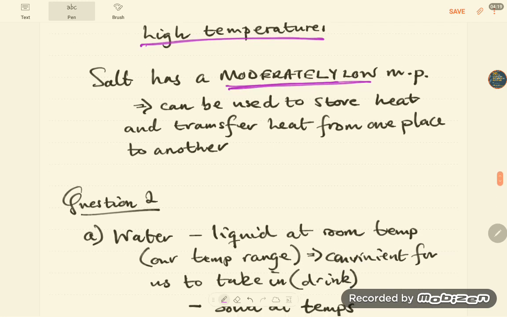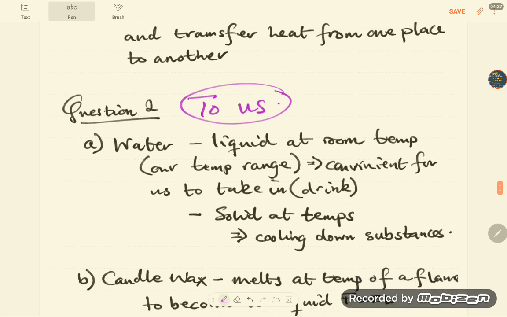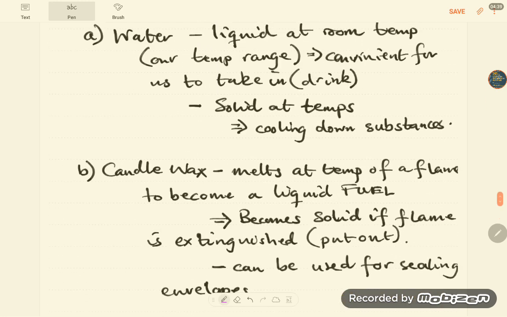And moving on to question 2. Question 2 is saying explain how the melting and boiling points for the following substances make them useful to us. Now understand, the question is saying to us, it's not just useful in general, it's actually useful to us. And I took the liberty again of just writing those in advance, okay?